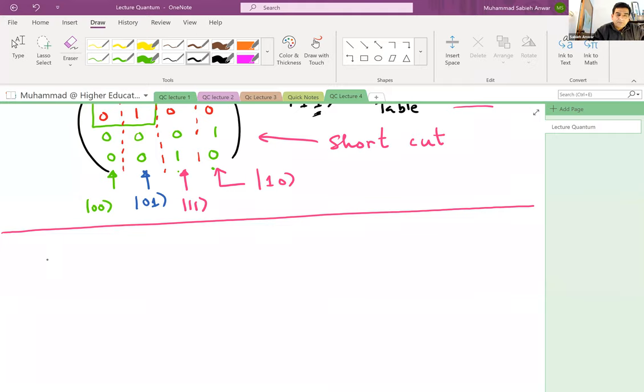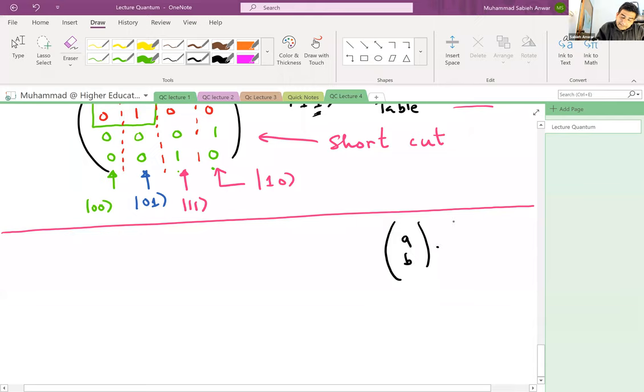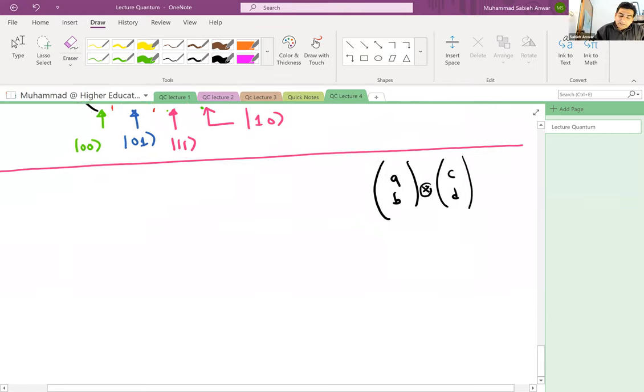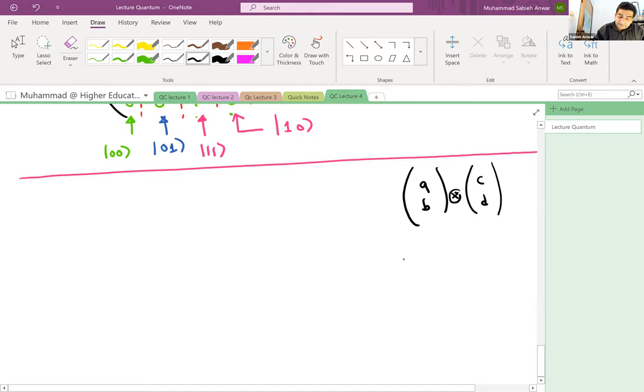This is tensorial multiplication. Of course, if I have a column vector AB, I cannot multiply it with CD. However, I can do a tensor product. And what a tensor product does is that it raises the dimensionality of the system. So this is a two-dimensional vector. This is a two-dimensional vector. I get a new Hilbert space, a new space, which is now four-dimensional.